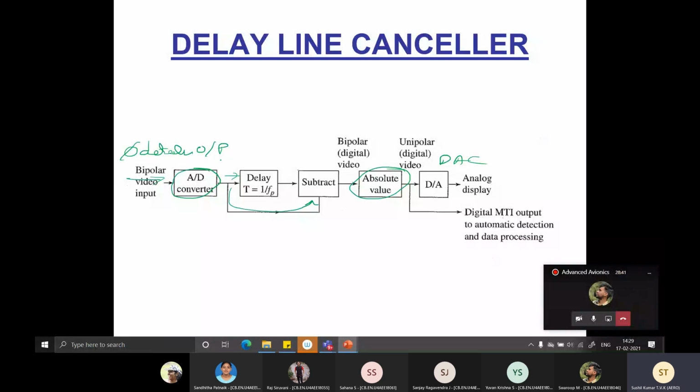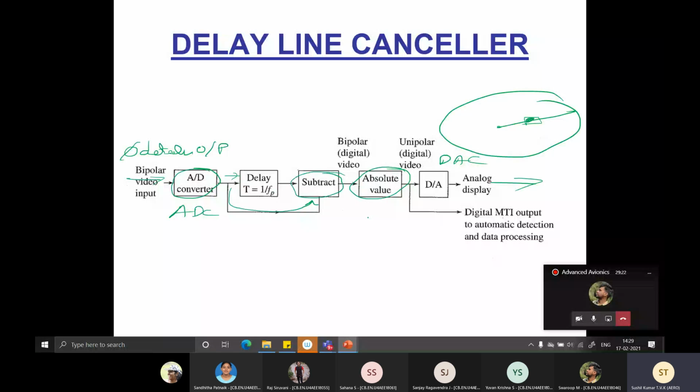It's analog in nature, so you have an ADC, dump the data into some memory location for the first pulse, and the next pulse you dump it in another location, and bin-wise you subtract these two pieces of information, then take the absolute value, which is again digital in nature. Because analog displays require an analog signal, you have a DAC over here, and then display it on the PPI. Okay. So what appeared as a patch will now appear as a proper blip.